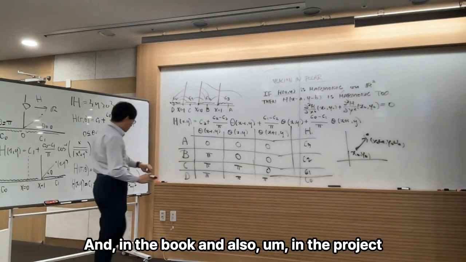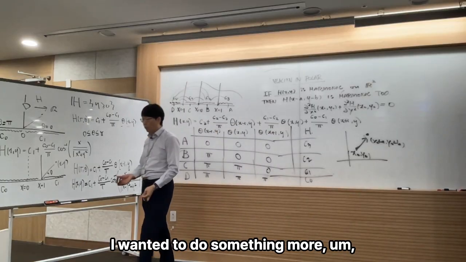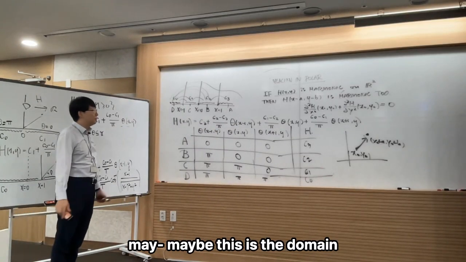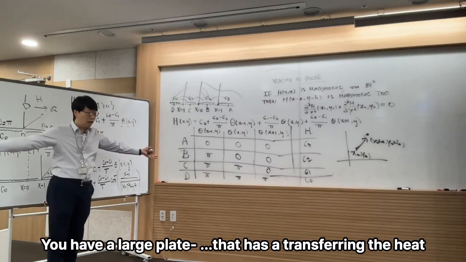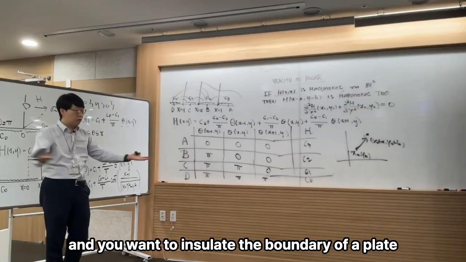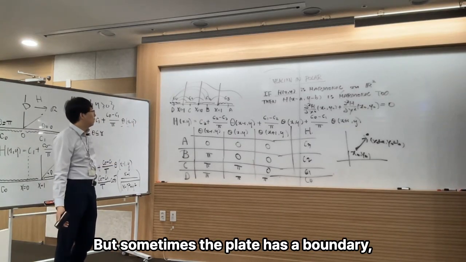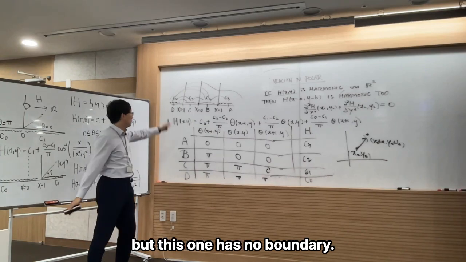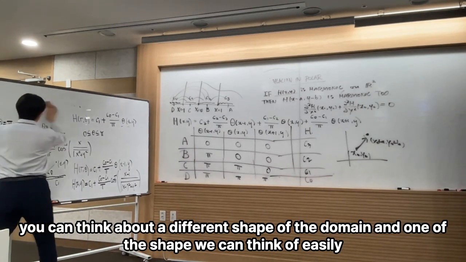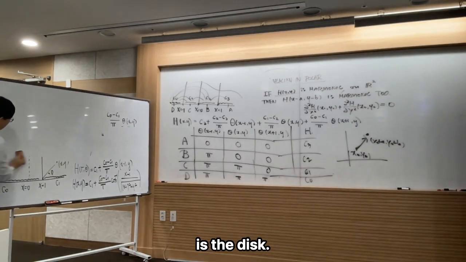And in the book and also in the project, I wanted to do something more. Maybe this is the domain that you want to work on. You have a large plate that is transferring heat, and you want to insulate the boundary of the plate and then see how the heat is distributed inside the plate. But sometimes the plate has a boundary, but this one has no boundary. So once you have that situation, you can think about a different shape of the domain. And one of the shapes we can think of easily is the disk.